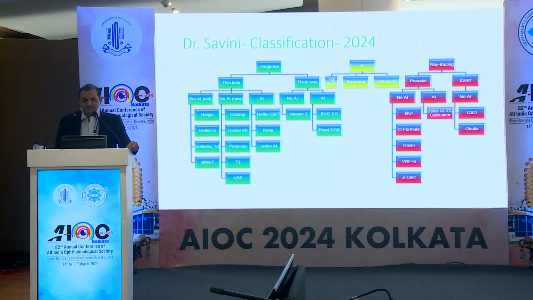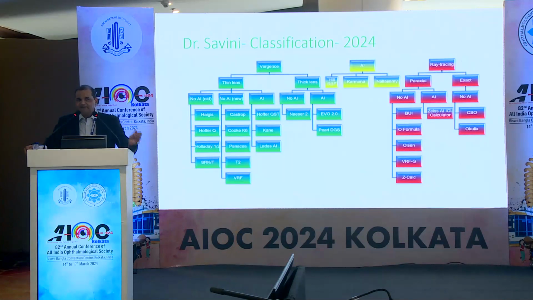The AI-based thick lens based formulas are EVO 2.0 and the Pearl DGS. And now all the AI incorporated versions are gaining popularity, whether thin lens or thick lens. Sole AI, as I said before, we should not rely on. But even though Hill-RBF is working very well, Carmona has recently introduced one, which is now available online, but we don't know about the long-term results. Dallas Sami is still in publication.